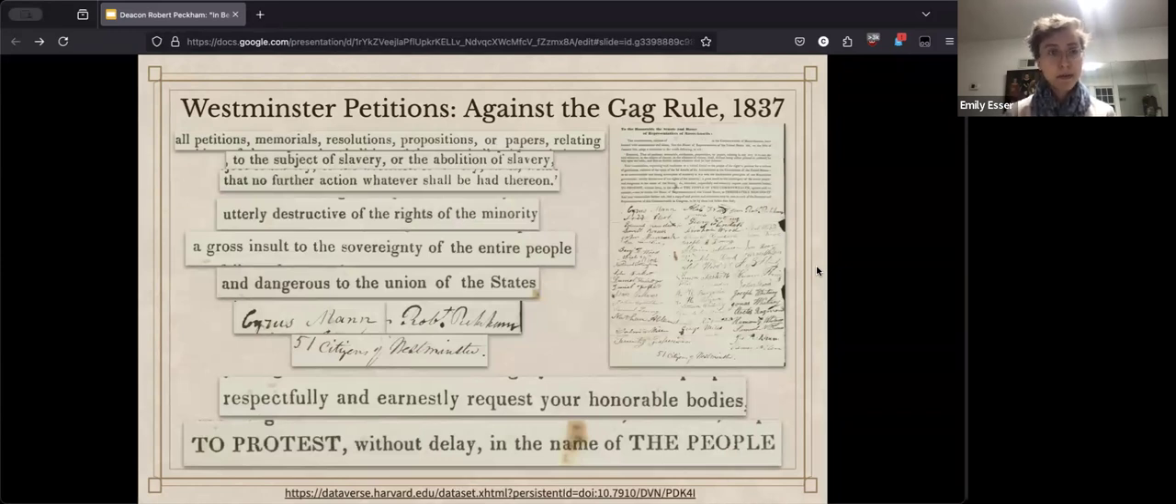Now here is a petition against the gag rule. You may or may not be familiar with the gag rule. It was implemented from 1836 to 1844 to forbid a discussion in the House of Representatives of the idea of abolition itself. I mean, it was really outright censorship. John Quincy Adams fought very prominently against it. And after 8 years of fighting, he did eventually have it overturned.